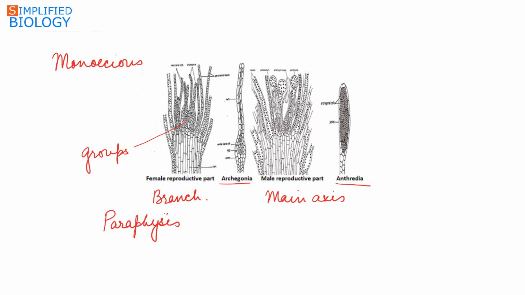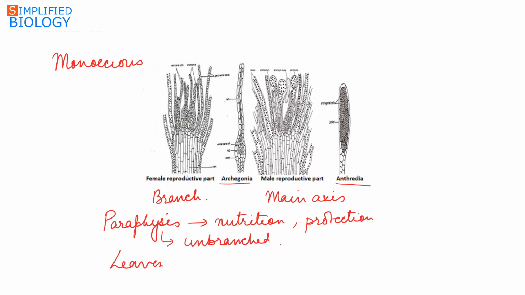Sterile filaments called paraphyses grow along with the group of Antheridia and Archegonia. They provide nutrition and protection to the developing Antheridia and Archegonia. So these are the group of Archegonia mixed with sterile filaments called paraphyses, surrounding which are the leaf-like structures. While these are a group of Antheridia mixed with sterile filaments called paraphyses, surrounding which are the leaf-like structures.